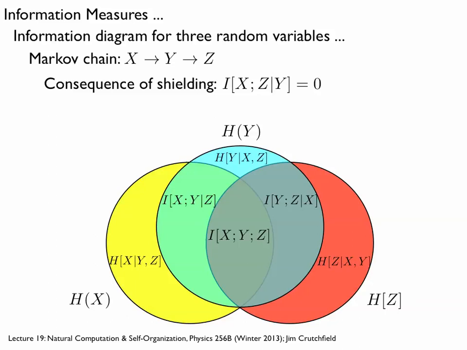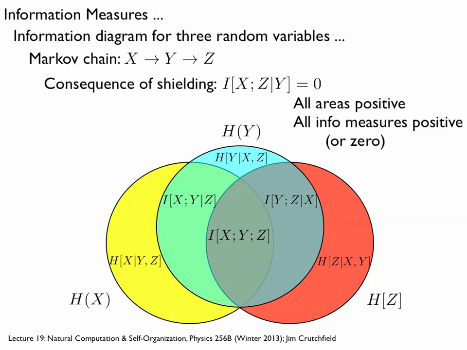Okay. That blue here shields them from each other. In addition, and this takes just a little more work, when we have a Markov chain, all of the remaining atoms are positive. All the atoms are positive or 0. So that's nice. In a Markov chain, for example, when we're dealing with a time series, we have a less complicated information diagram because of the shielding property.